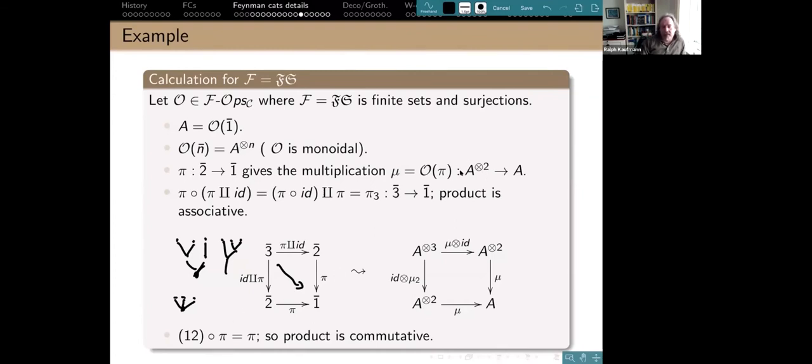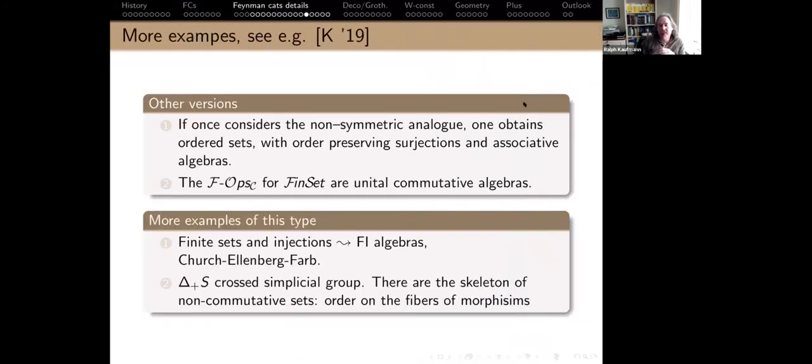If I'm in the symmetric world, A tensor 2 has a self-action, so I can flip the two factors. This is just sigma 1,2. That doesn't change this map because there's only one surjection from 2 to 1, and if I precede it by flipping the two factors, it doesn't matter. So the product is directly commutative. That's a nice exercise. If you don't do that, you get the ordered sets with order-preserving surjections and associative algebras.